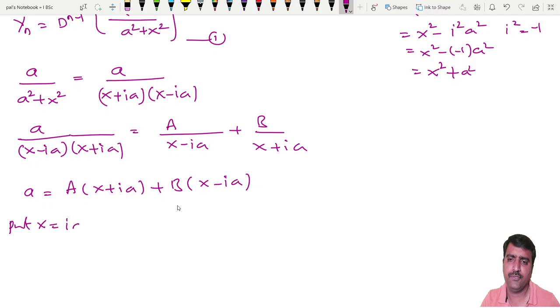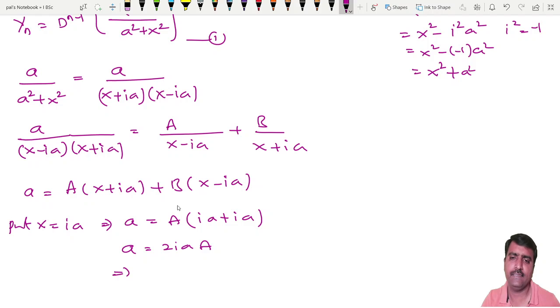Put x is equal to ia. If we take x is ia, then this implies that a is equal to A into ia plus ia. So that is a is equal to 2ia into A. In both the left and right hand side we have a, so you can cancel this a. Remaining is 1 is equal to 2ia, which implies that A is equal to 1 by 2i.